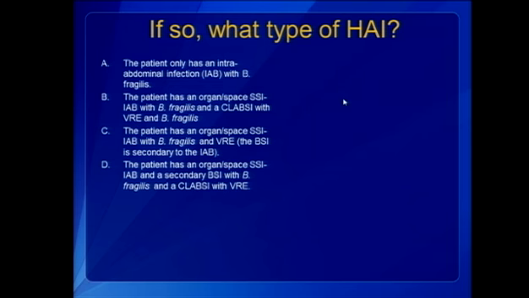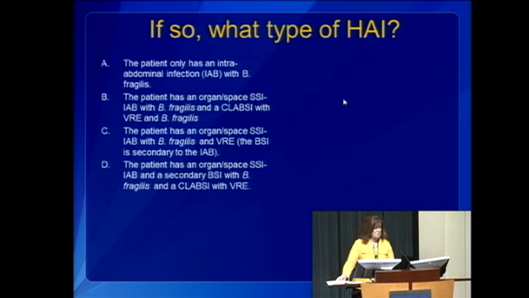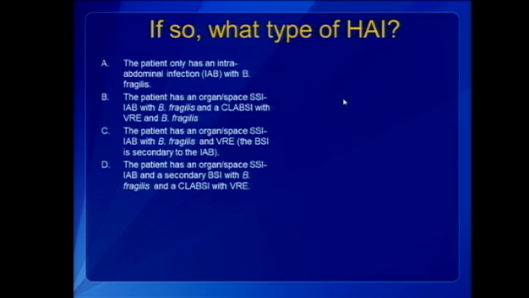If so, what type? Hopefully I just didn't give away too much. Your choices are: A, the patient only has an intra-abdominal infection, IAB, with B. fragilis. B, the patient has an organ space SSI, IAB with B. fragilis and a CLABSI with VRE and B. fragilis. C, the patient has an organ space SSI, IAB with B. fragilis and a VRE. In this case, the BSI is secondary to the IAB. Or finally, D, the patient has an organ space SSI, IAB and a secondary BSI with B. fragilis and a CLABSI with VRE.